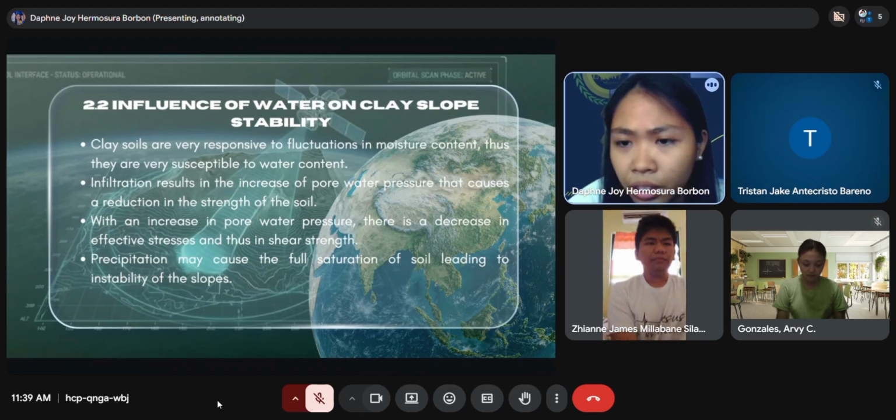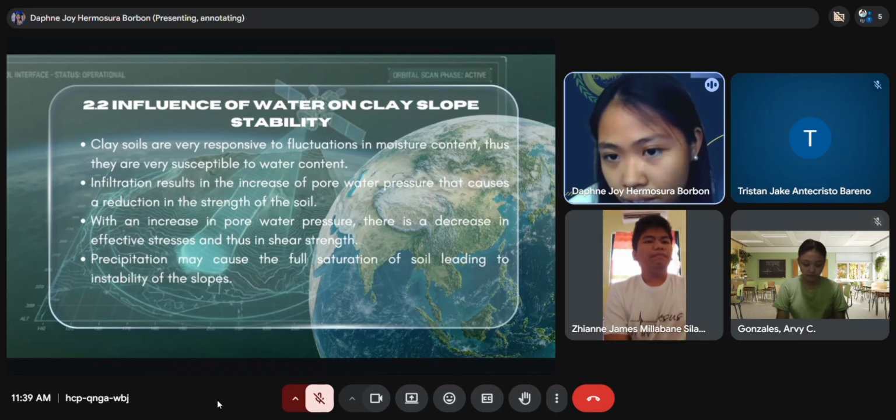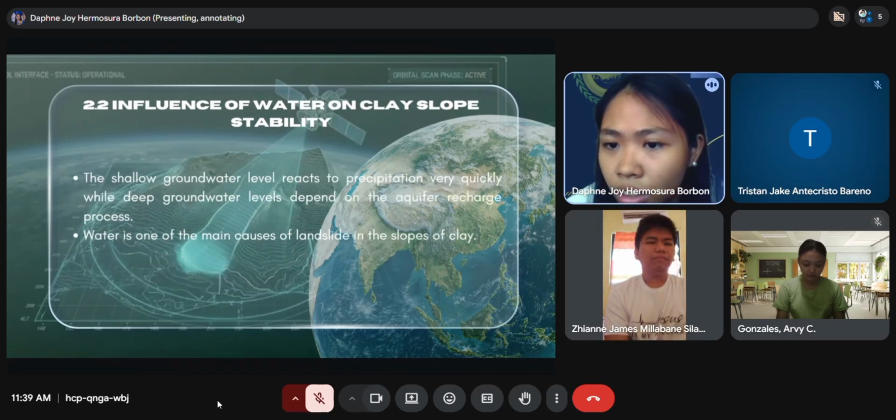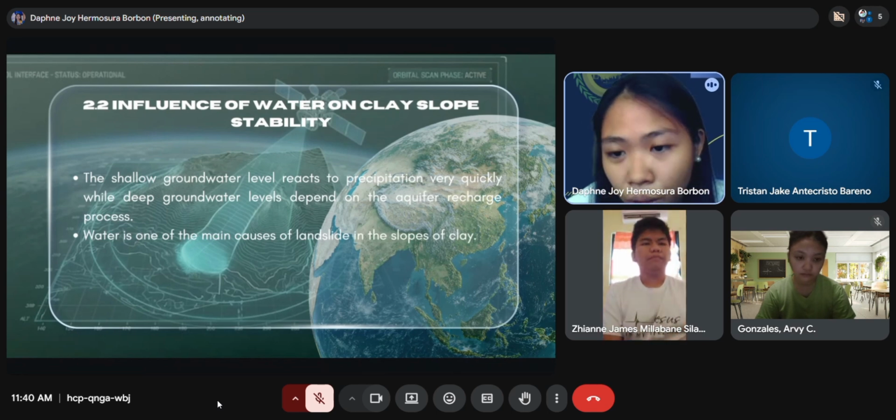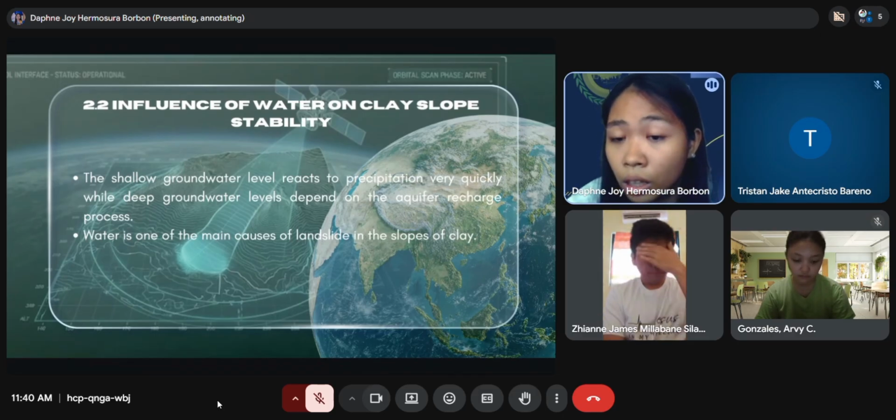During intense or prolonged rainfall events, the soil can become fully saturated. Saturation increases the weight of the slope while simultaneously reducing its shear strength, making it highly unstable. Shallow groundwater systems respond quickly to rainfall because they are directly influenced by surface conditions. In contrast, deep groundwater systems are controlled by aquifer recharge, which changes more slowly and influences long-term slope behavior rather than immediate responses.